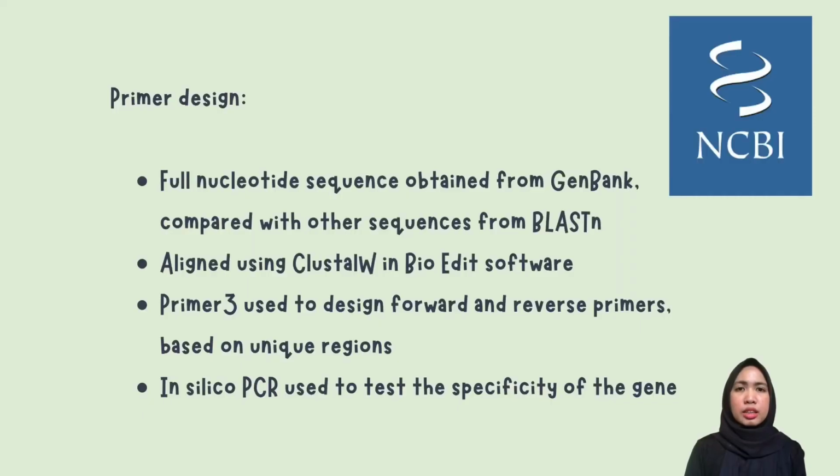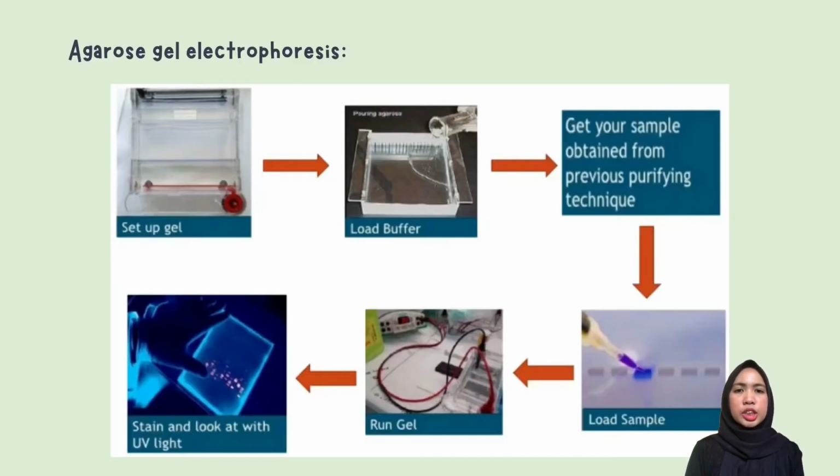For primer design, the full nucleotide sequence of the HLYF gene was obtained from GenBank and compared with other similar sequences using BLAST-N. The similar sequences were later aligned using ClustalW in BioEdit software. Forward and reverse primers were designed based on the unique region of the HLYF gene using the Primer3 program. In silico PCR was used to test the specificity of the gene. Agarose gel electrophoresis was performed as shown in the slide.